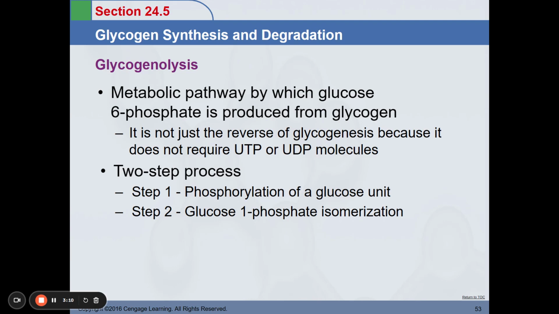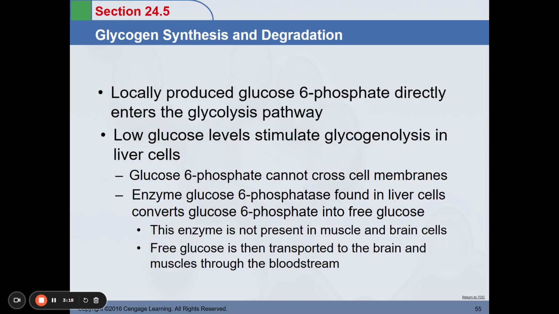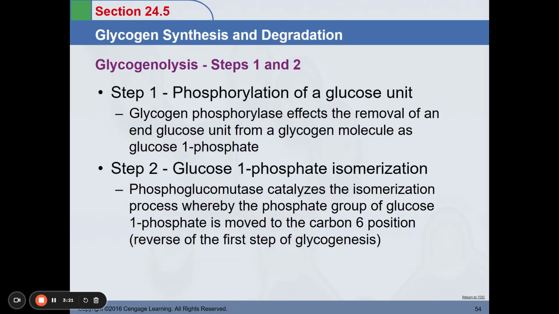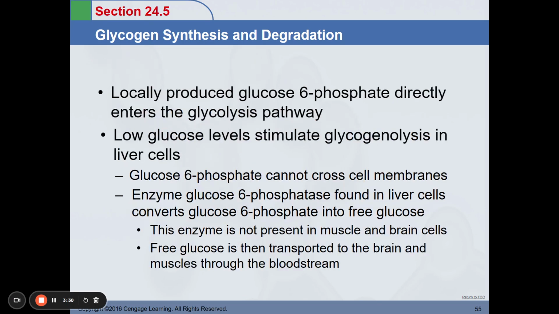There are two steps: step one, phosphorylation of a glucose unit, and step two, glucose 1-phosphate isomerization. It would also be helpful if you draw a diagram like this one, but the diagram that I've shown you works both ways for glycogenesis and glycogenolysis. Glycogen synthesis and degradation locally produce glucose 6-phosphate, which directly enters the glycolysis pathway. Low glucose levels stimulate glycogenolysis in the liver cell. Glucose 6-phosphate cannot cross the cell membrane.